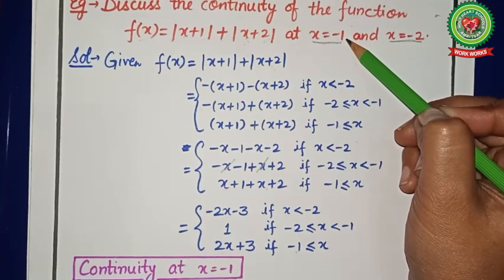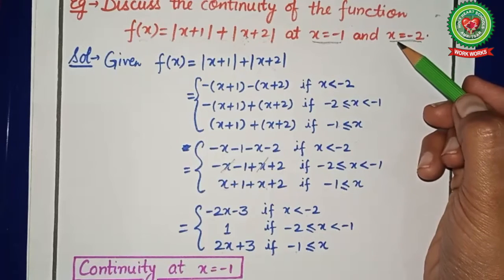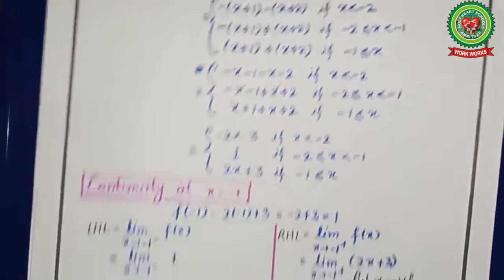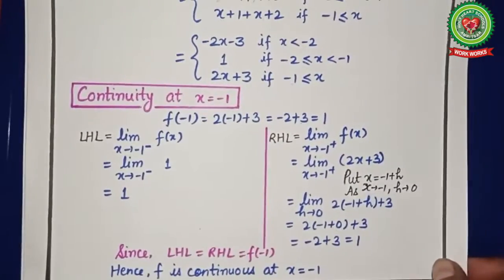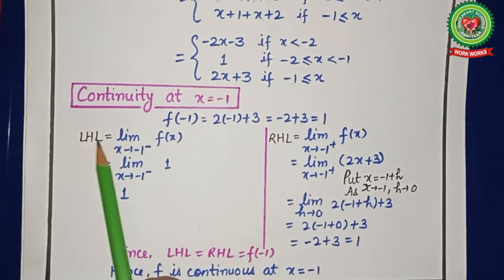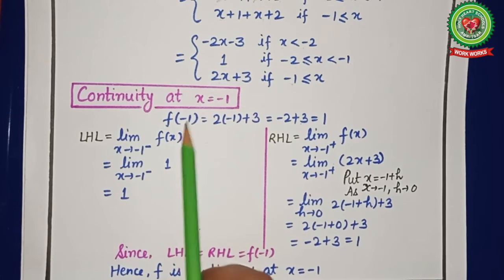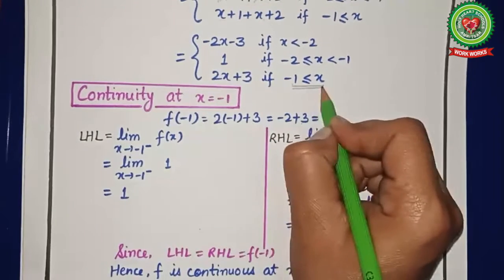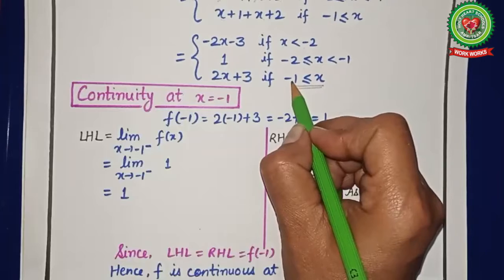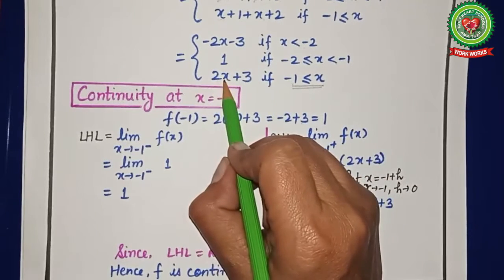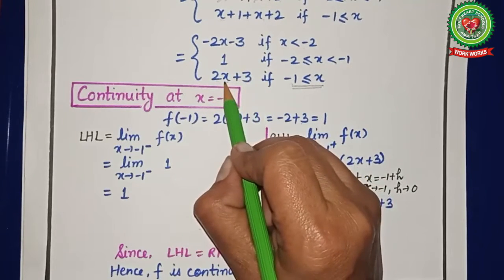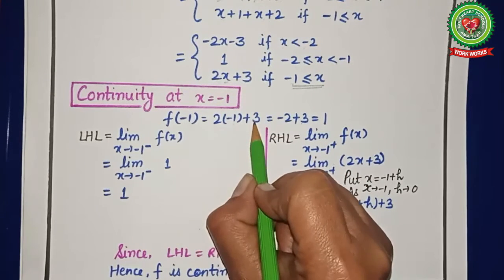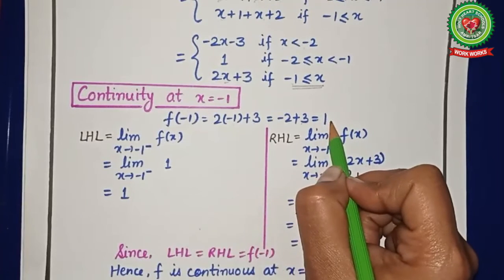So, for continuity, we have to check the left hand limit, right hand limit and the value of the function at the given point. So, firstly, for x equal to minus 1. Now, first f of minus 1. Here the value of x is equal to minus 1, and the equal to sign is there. For x equal to minus 1, the value of the function is 2x plus 3. So, in place of x, we will put minus 1. So, 2 into minus 1 plus 3. The answer is coming out to be 1.